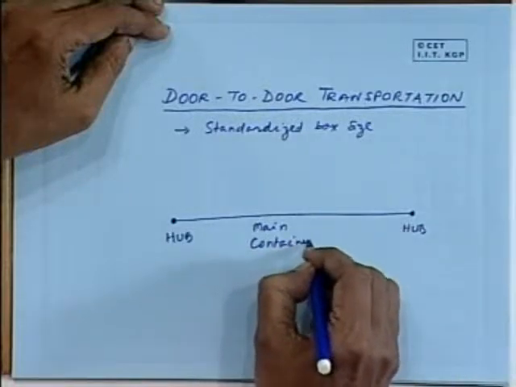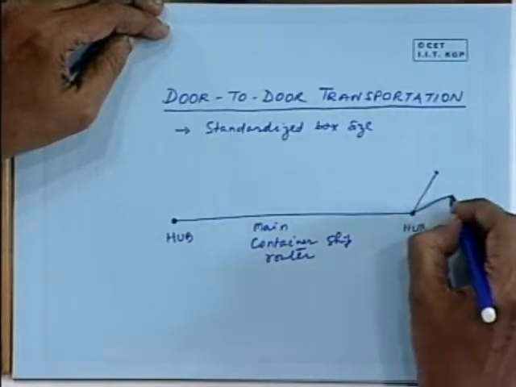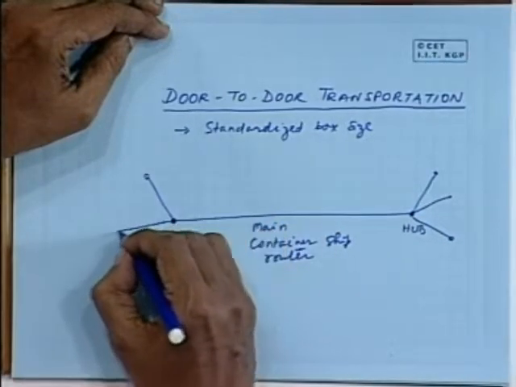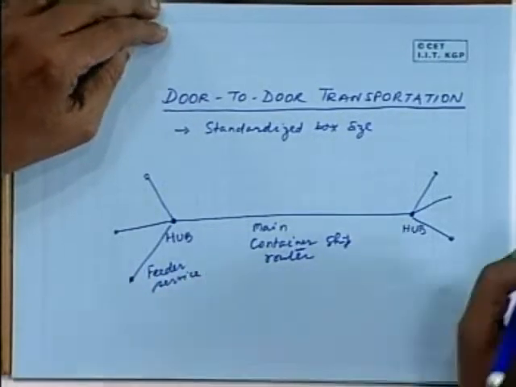Container ships have slowly increased in size. Today people are talking about 9,000, 10,000 TEU carrying container ships. But most of these container ships cannot come to most of the ports. So you have feeder container service. You have the main hub at two places. These are called hubs. And this is the main container ship route. And then this hub can supply to smaller ports. And these are called feeder service.